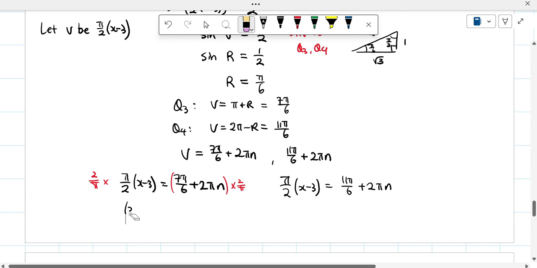It's going to be x minus 3 left. 7 pi over 6 times 2 over pi. Well, 2 and 6 cancel out, so we have 3 on the bottom. Pi and pi cancel out, so I have 7 over 3. Is that right? 7 over 3. And then 2 pi n, well, I multiply by 2 over pi, so pi is gone. So I think I'm going to have 4n. Adding the 3 on both sides, 3 is 9 over 3, so 16 over 3 plus 4n. Let's do the same thing on the second version.